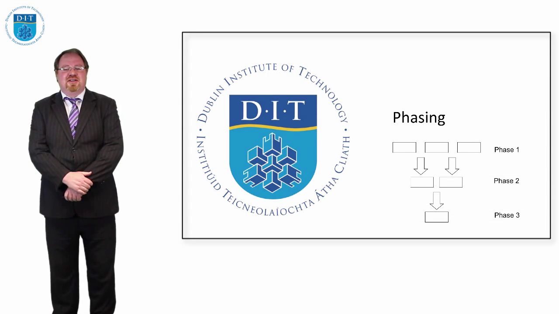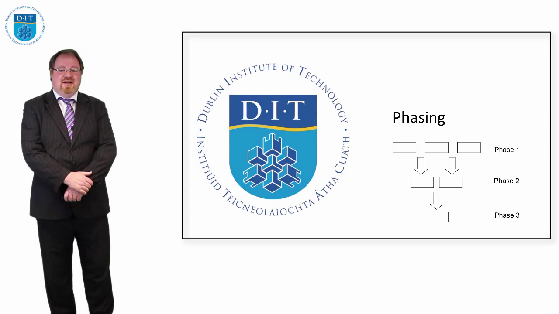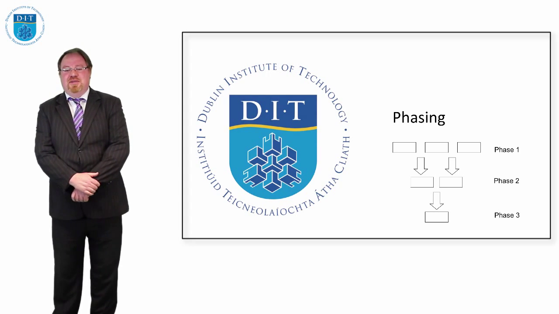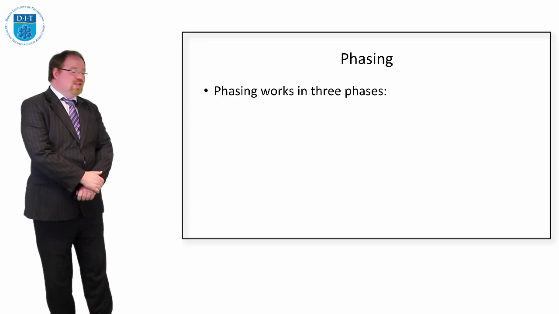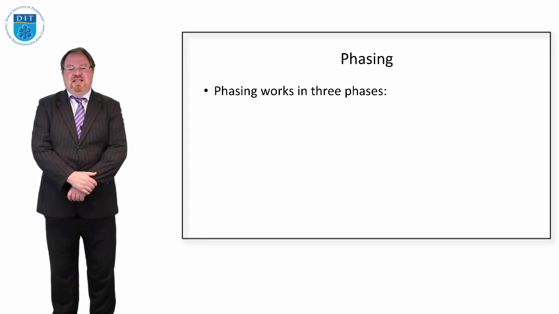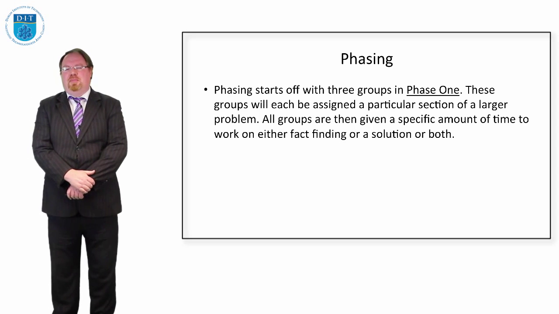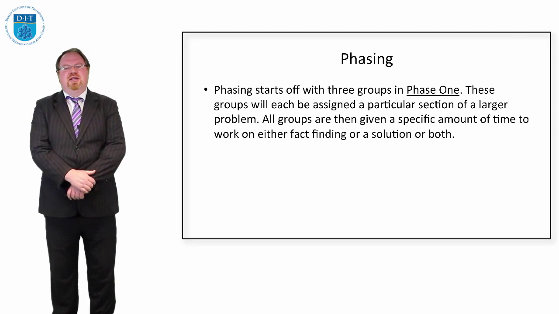In this episode we're going to look at a technique called phasing. As you can see in the diagram there, phase 1, phase 2, phase 3, it goes from 3 to 2 to 1. So what that means is as follows. You have three phases. In phase 1 you divide the class into three groups and you give them a problem that they need to work on.